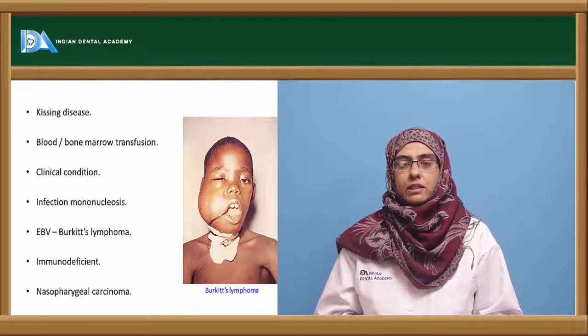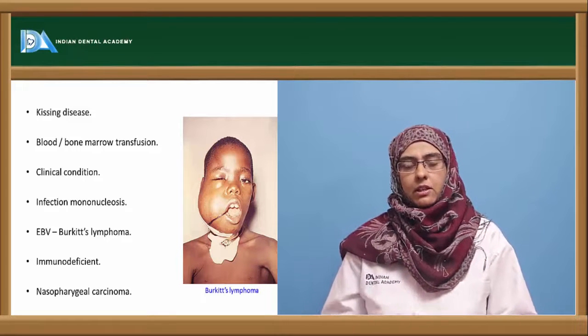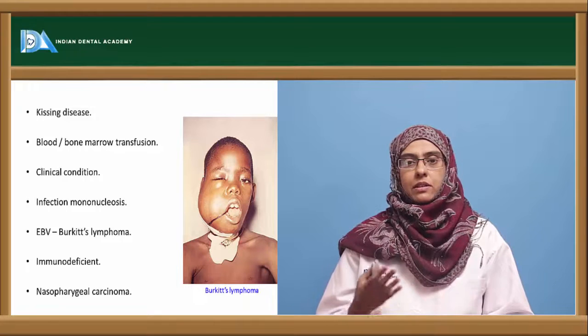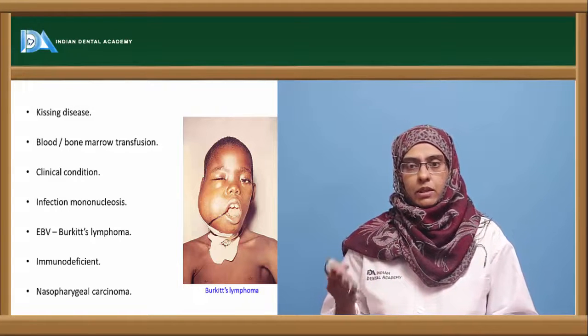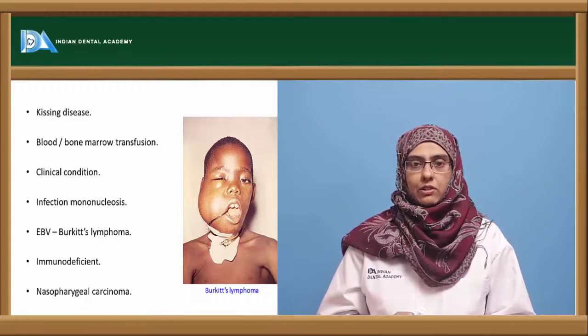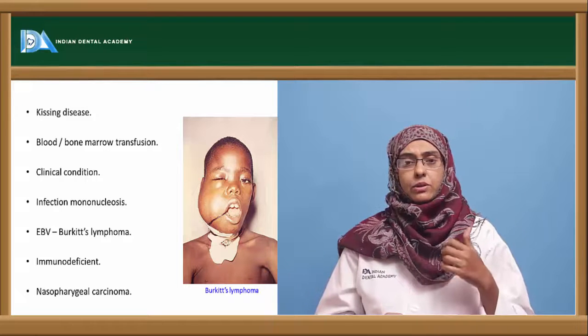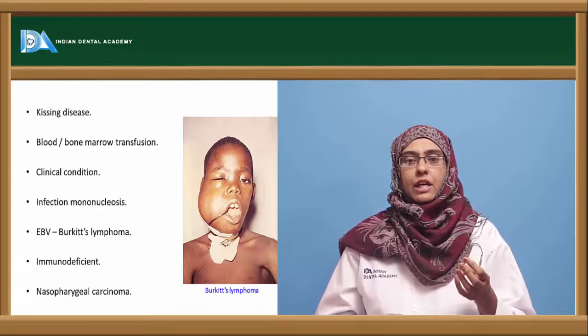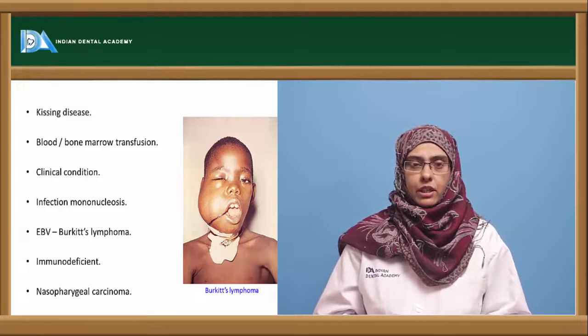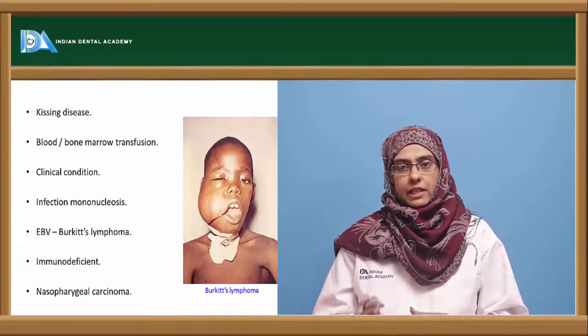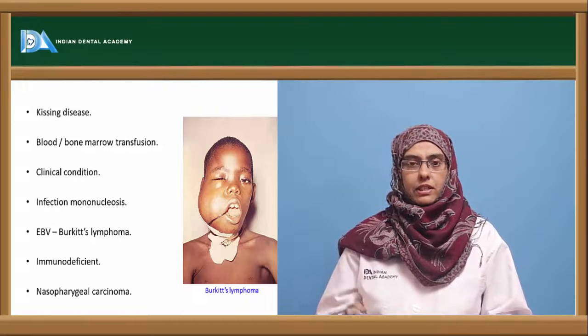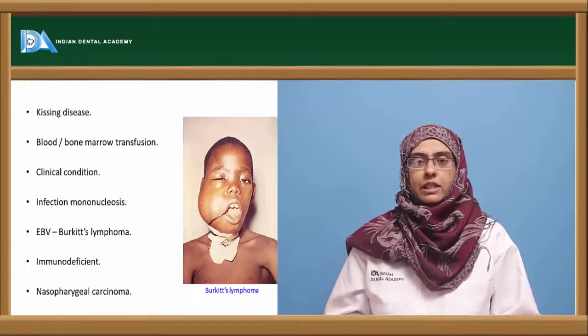Now, apart from this intimate oral contact, the disease can also be transmitted via blood or bone marrow transfusion. And the clinical condition of this disease is the ability to produce fever, rash, sore throat and lymphadenopathy. And the clinical infections can lead to infectious mononucleosis in the adult.